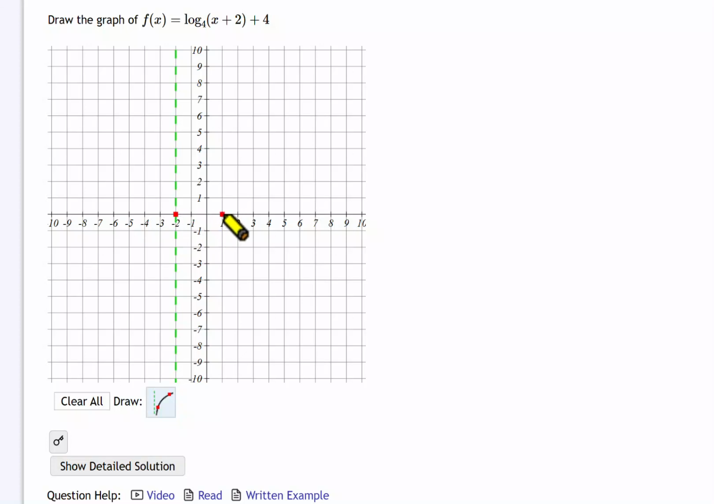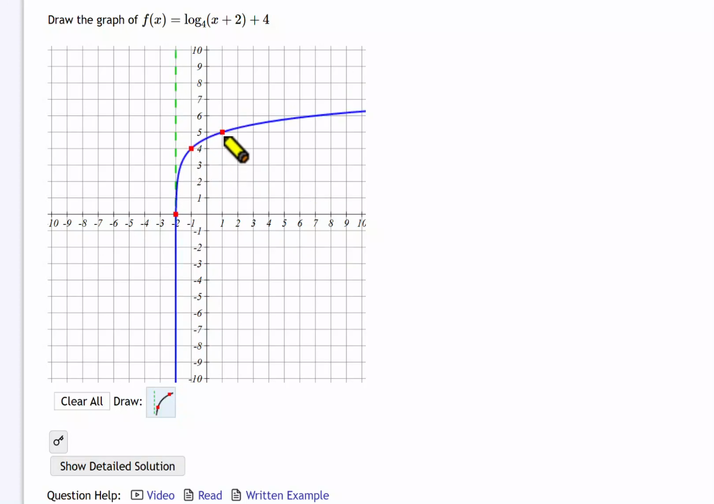In general, logs start at the point (1, 0), but now we move 2 to the left, so I want to move (1, 0) 2 over, and then I move up 4: 1, 2, 3, 4. So here's my starting point. You can see as I move around the function that I do need to put in a second point to really see what the graph's going to look like.